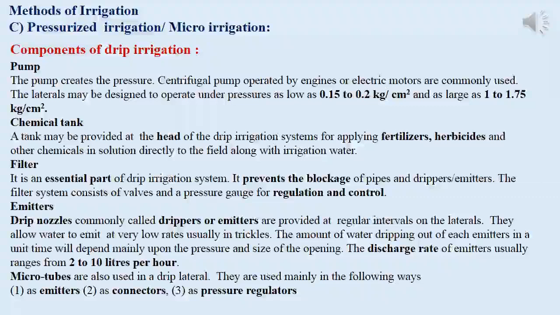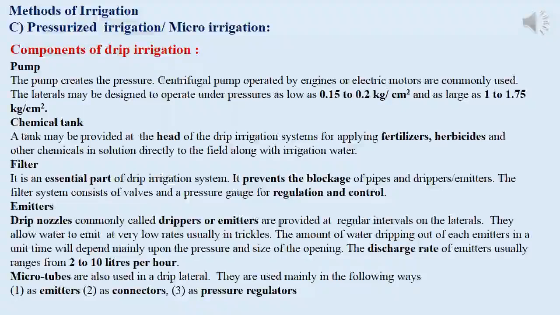Now, the components of drip irrigation system in detail. First one is pump. The pump creates pressure. Then centrifugal pump operated by engines or electric motors are commonly used. The laterals may be designed to operate under pressures as low as 0.15 to 0.2 kg per centimeter square and as large as 1 to 1.75 kg per centimeter square.